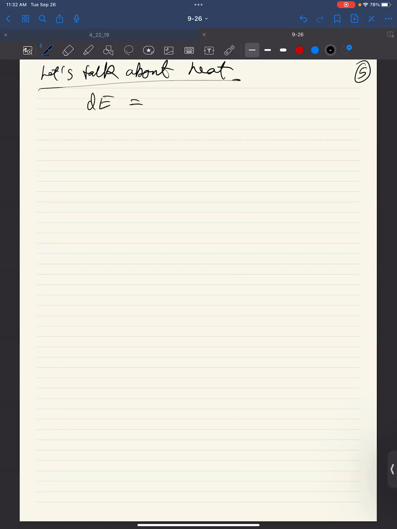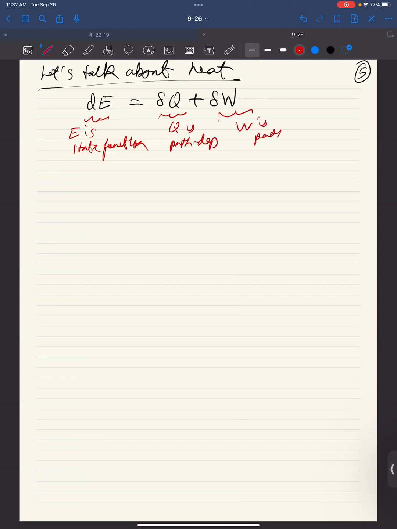So let's talk about heat, which is really the core of thermodynamics, right? It's thermal. So the first equation through which heat enters our framework is the first law of thermodynamics, right? Just conservation of energy. dE is equal to delta Q plus delta W. And it's implicit in this equation that E is a state function, while Q is path dependent, W is path dependent.